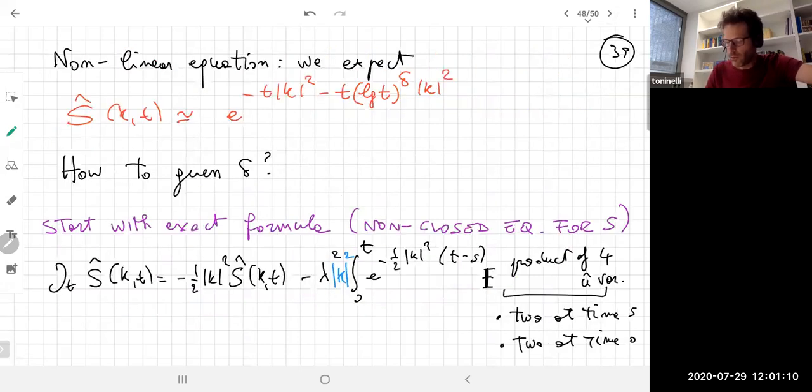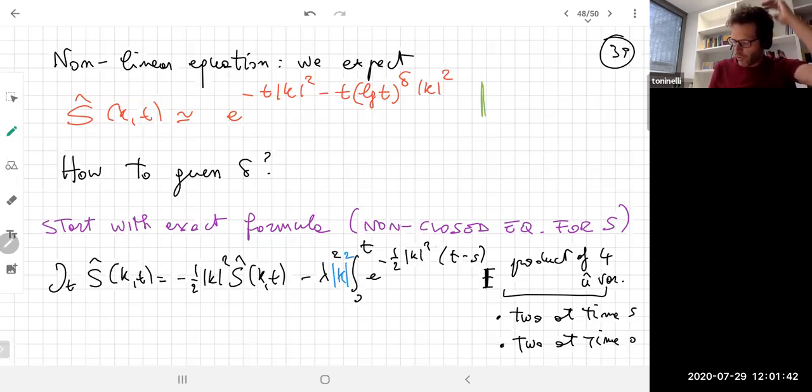Now, okay, so the heuristics is of the following type. Somehow one assumes that maybe with nonlinearity, this form is modified, so that instead of being e to the minus t k squared, this t becomes t times log t to some delta. And the point is to try to write down a self-consistent equation for S hat, which allows to identify the unique delta for which this can happen.